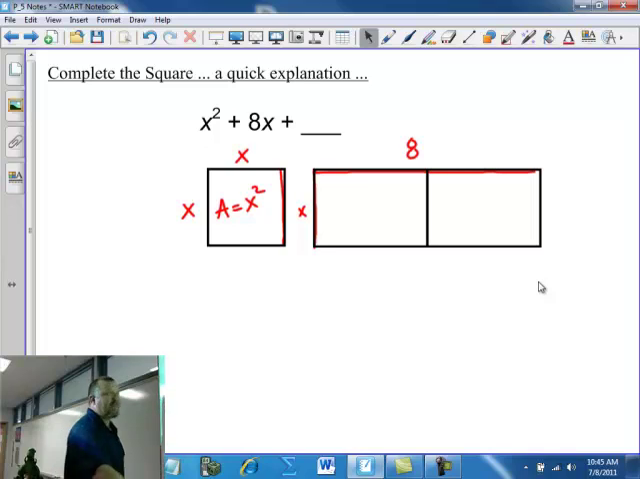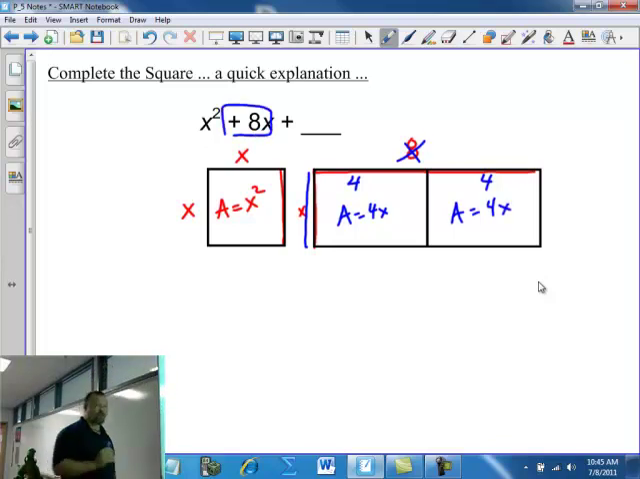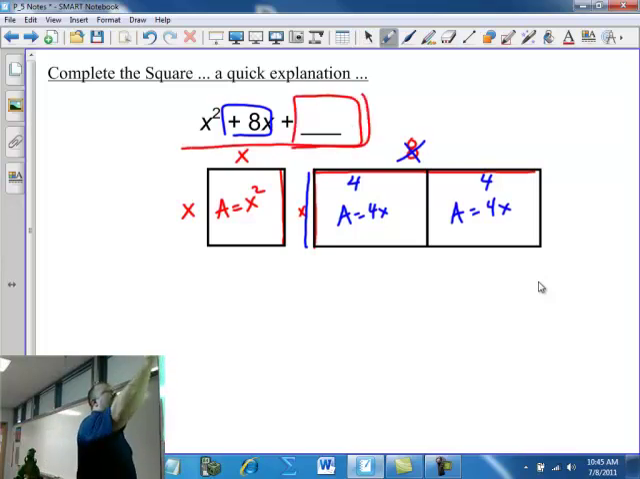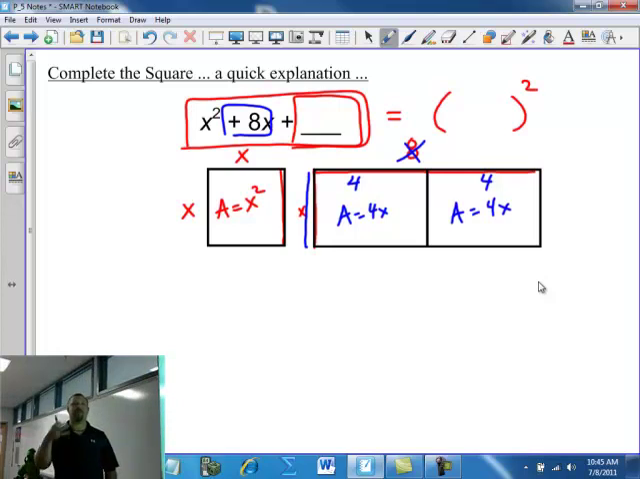I have now broken my rectangle in half. And so once I've done that, this is no longer 8. This side is now 4, and this side is 4, and this side is still x. So the area of each piece is 4x. And if you notice that 4x and 4x will make 8x, which is what I want. Now what I'm interested in doing to complete the square is to add a term so that this expression is a perfect square. Algebraically, I have some value squared.